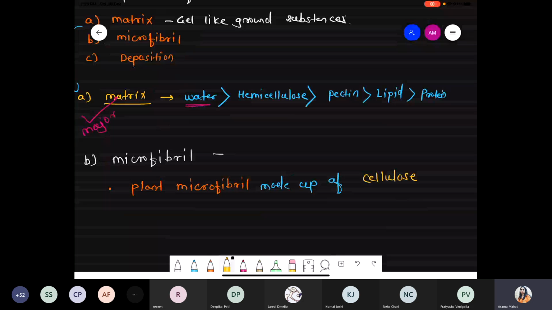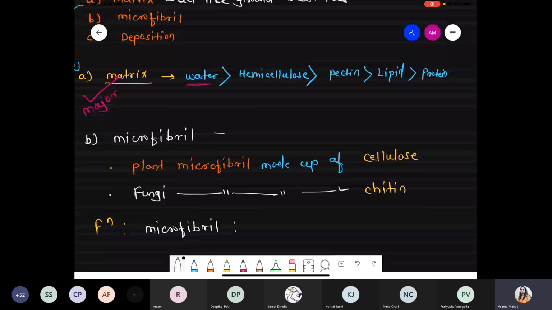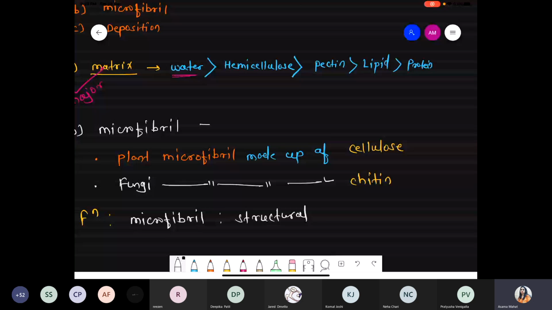Basically, they are structural elements of the cell wall. You know very well, structural elements means what? They maintain the shape and the size of the cell. So as we say, the plant cell wall is rich with cellulose, and in the case of fungi, it is rich with chitin. So these are the parts of the microfibril, and they act as a structural element of the cell wall.